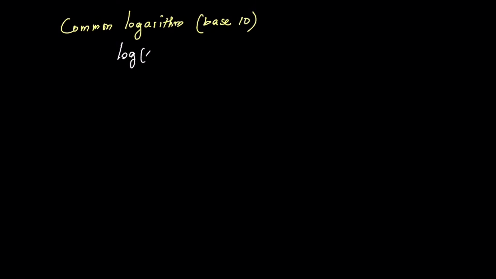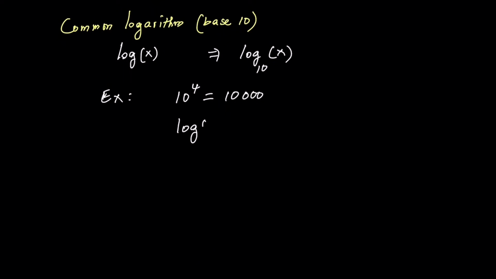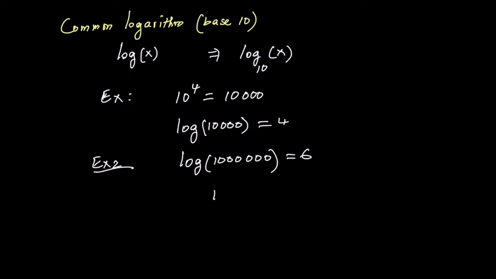Common logarithms, base 10. When we write log of x, the base is 10. We don't write the 10 because it is understood. For example, 10 to the 4th power equals 10,000. Logarithmic form, log of 10,000 equals 4. Another example, log of 1 million equals 6. Exponential form, 10 to the 6th power equals 1 million.